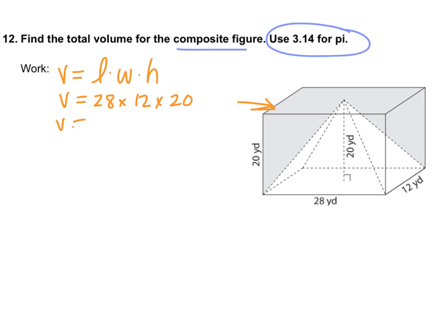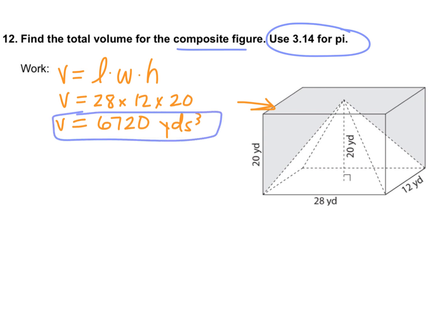And when I multiply all that together, I get 6,720 cubic yards. Okay, so that's for my rectangular prism. And then we haven't really done a lot of these, but this is a square pyramid, like a pyramid shape. So that formula is 1/3 the area of the base times the height.